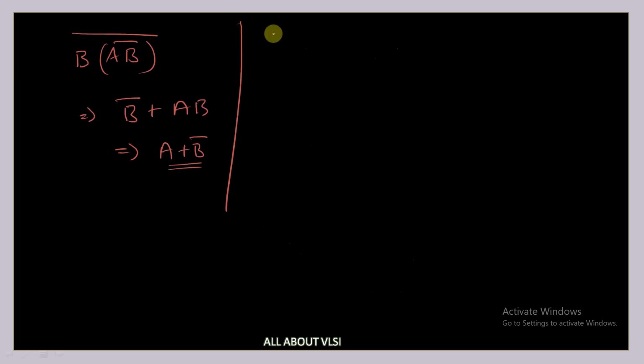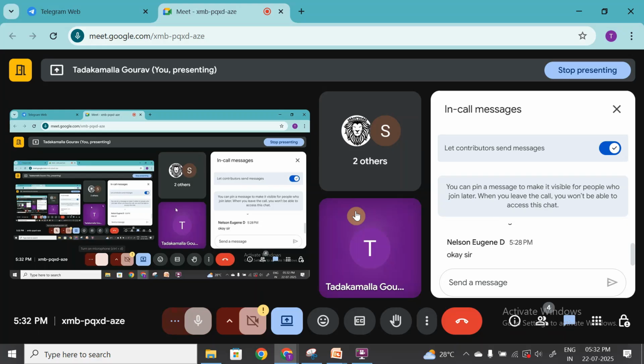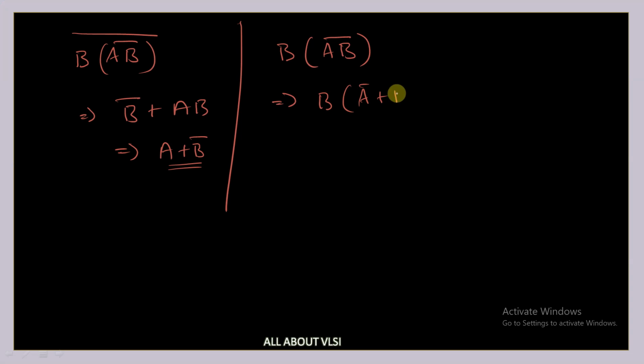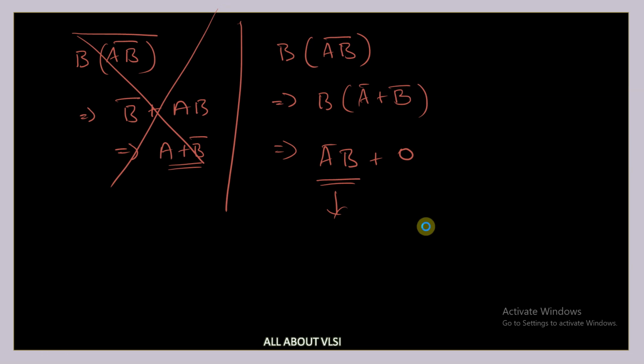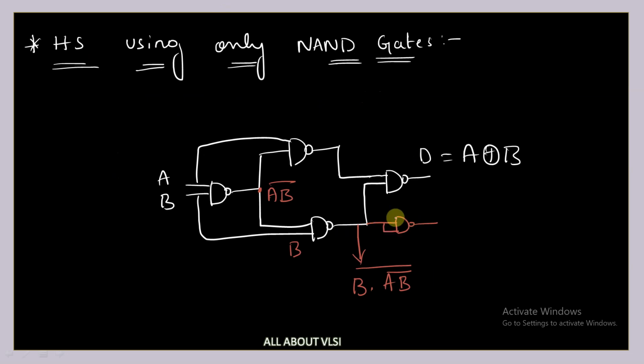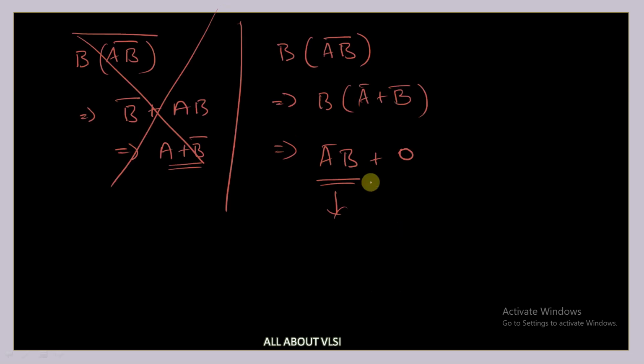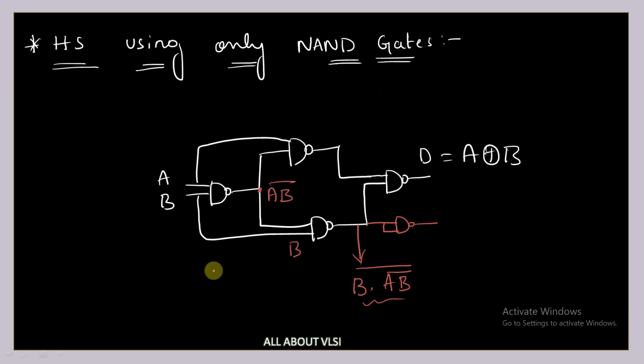Let's see what is happening. So B into (A B bar) will become A bar into B plus 0. This is our final equation. So this we are not taking. What we are doing is taking one more NAND gate which is acting as a NOT gate. If we remove this complement, then we will get A bar into B. So this is how we are going to implement our half subtractor using only NAND gates.